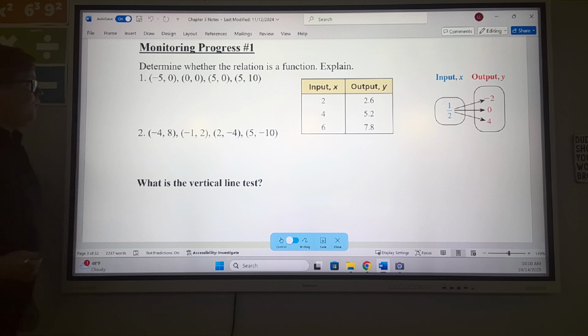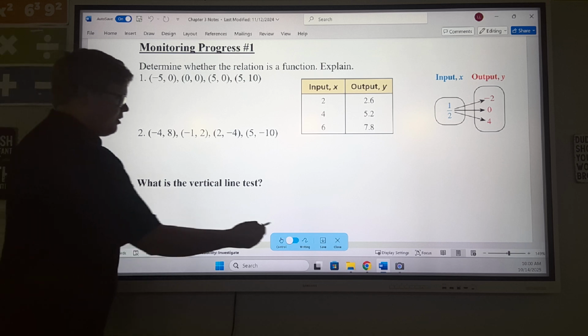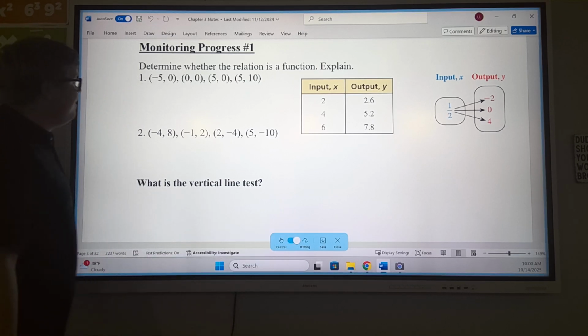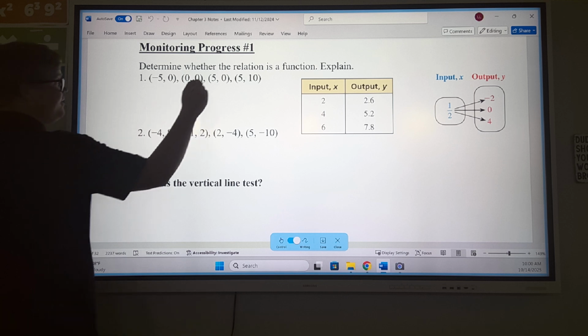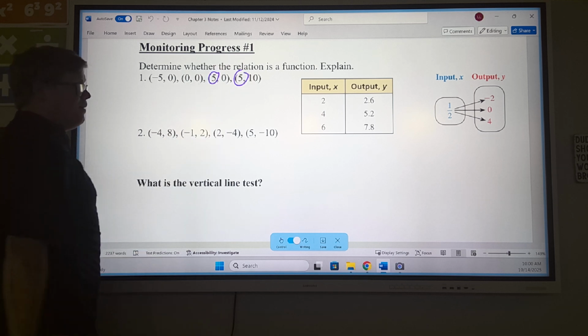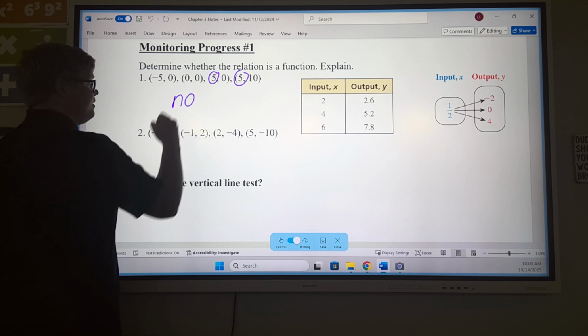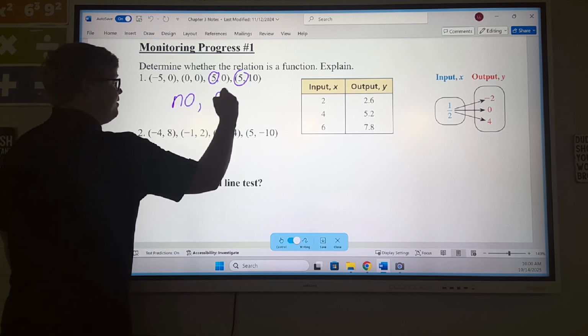Okay, we look at number 1. We have to tell whether this is a function or not based on the ordered pairs. We look at all of our x values, and I see 5 and 5 repeating, so no, this is not a function. 5 is repeating.